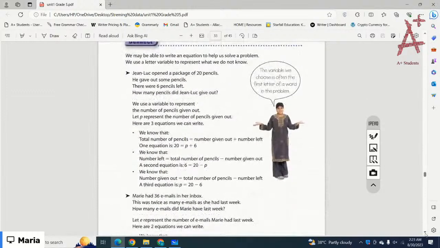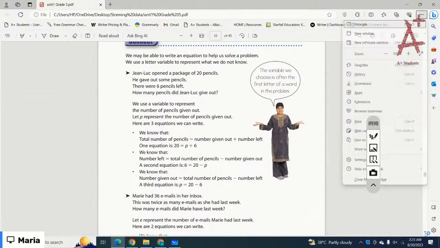For example, just look at this example. Jean opened a package of 20 pencils. He gave out some pencils, right? You have the words some pencils. You don't have the number. You don't know exactly how many pencils he gave out. There were 6 pencils left. So you don't know the number of pencils he gave out, and you have to use a variable that represents some pencils. You can use x, you can use p, you can use any variable. So in a situation where you don't know the numbers, you have to use variables, right?